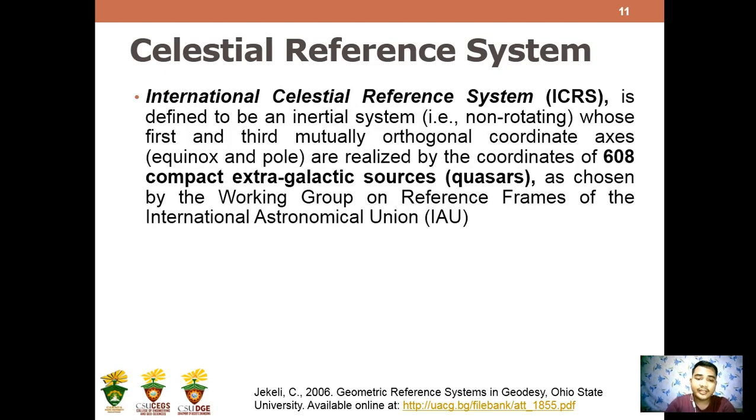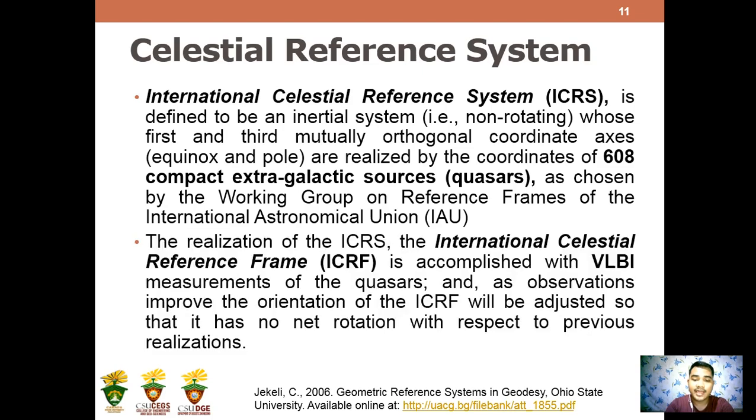So let's go to the International Celestial Reference System or ICRS. It is defined to be the inertial system, like for example, non-rotating, whose first and third mutually orthogonal coordinate axes, or the equinox and pole, are realized by coordinates of 608 compact extragalactic sources or the quasars as chosen by the group of reference system of the International Astronomical Union or IAU.